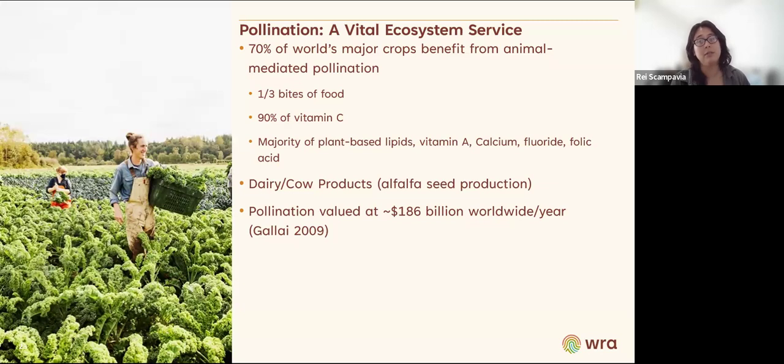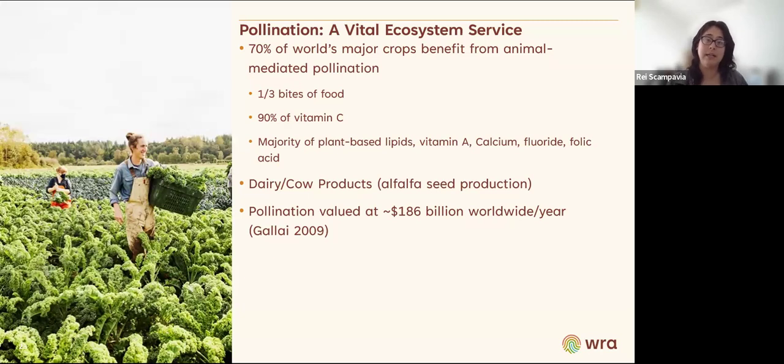So in addition to playing this key role in natural communities, it's estimated that about 70% of the world's major crops benefit in some way from animal-mediated pollination. It's estimated that about 1 out of every 3 bites of food that we eat is the result of pollination. And by the way, it's actually usually the tastiest and the most nutritious parts of what is on our plates. For example, about 90% of the human supply of vitamin C comes from animal pollinated plants. The whole supply of lycopene and the majority of plant-based lipids, vitamin A, calcium, fluoride, and folic acid are also coming from animal pollinated plants.